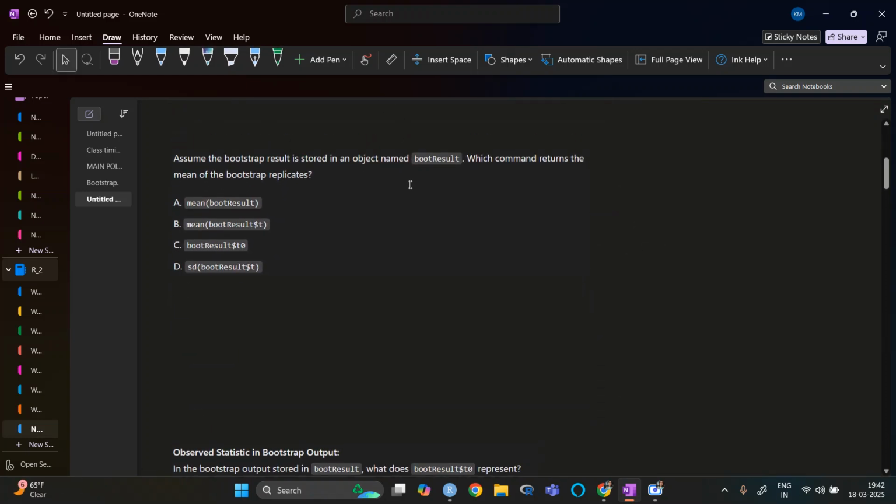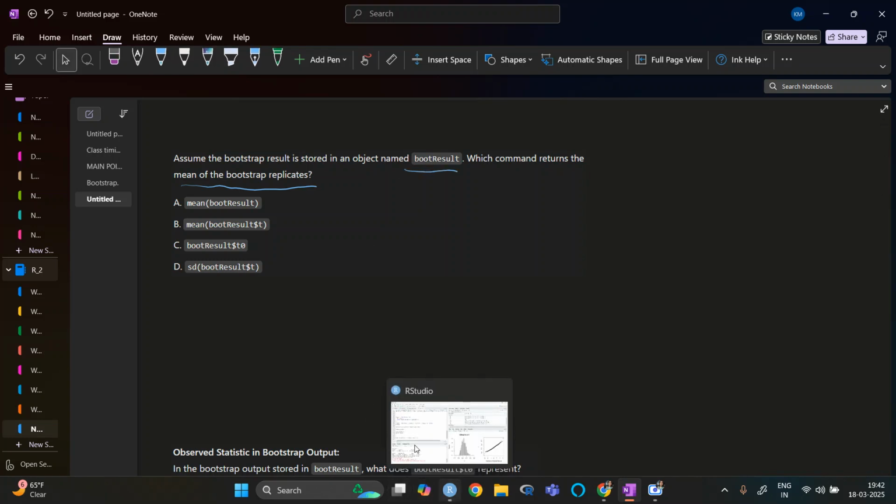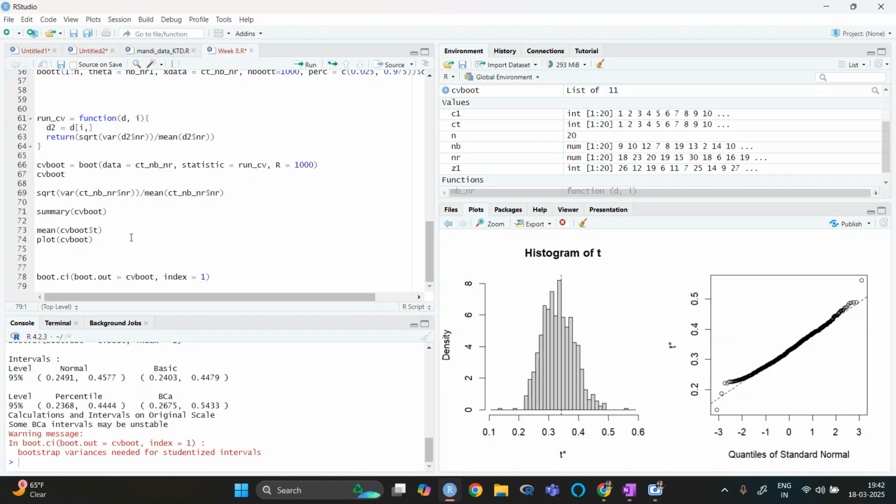Now, which command returns the mean of bootstrap replicates? Bootstrap samples, whatever we have, how can we find the mean of it? Mean of boot results. Okay, so dollar T. Yes, dollar T. So the T one will save this. Here you can see I have used dollar T.